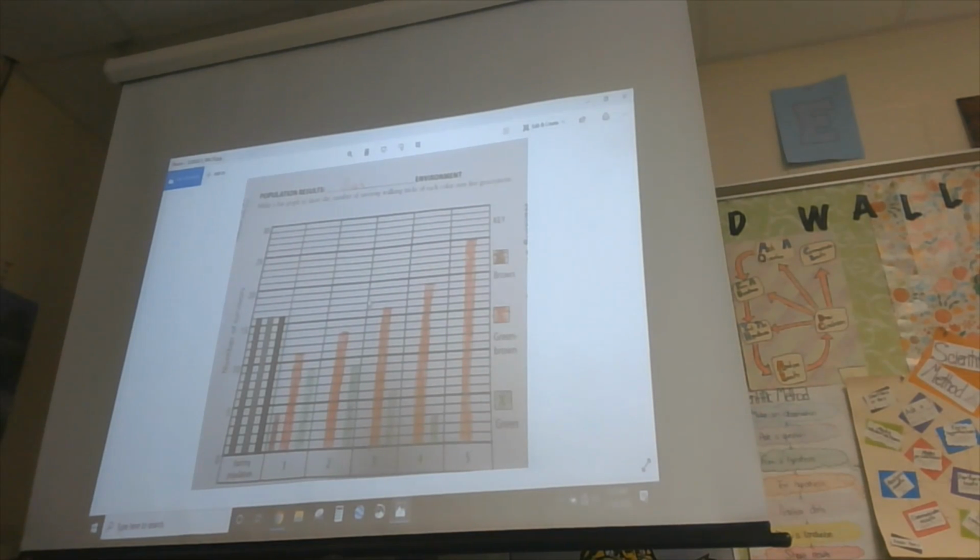Yeah. What about the bush environment? Green brown had the most. And why is that? Yeah, they're harder to find. They blend in more with their environment. Yeah. Okay. And then one more person to read their conclusion.